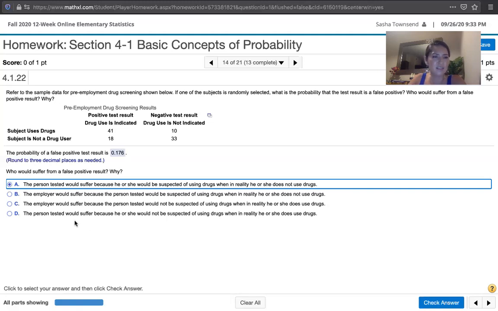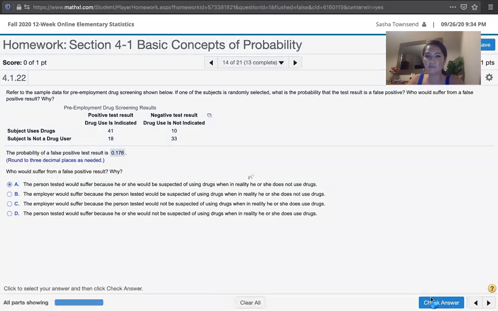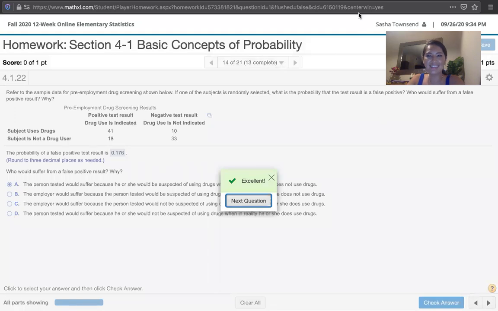And then the last one says the person tested would suffer because he or she would not be suspected of using drugs when in reality he or she does. Well, that's very subjective, but I think that we can say A is probably the answer we're looking for. The person tested would suffer because they would be suspected of using drugs when they don't actually use drugs, and because they're suspected of using drugs, they might not get this job, which wouldn't be cool. So let's check our answer and see if MyLab Statistics likes it, and it does. So that is how we handle that probability question.